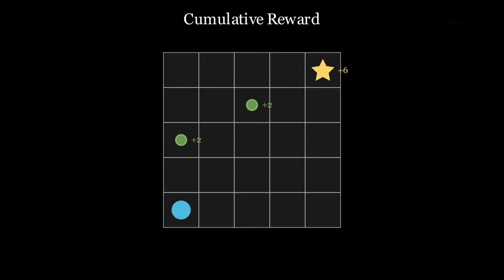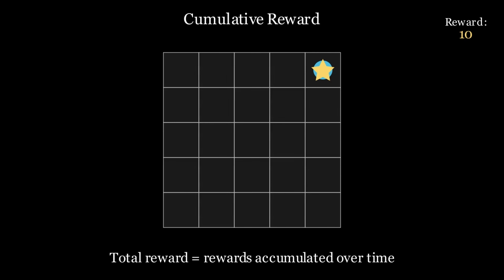But in most problems, rewards don't come all at once. They accumulate over time. As the agent moves through the grid, it picks up rewards along the way. Plus 2, another plus 2, and plus 6 at the goal. Total reward, 10. The total reward is the sum of all rewards collected over time.